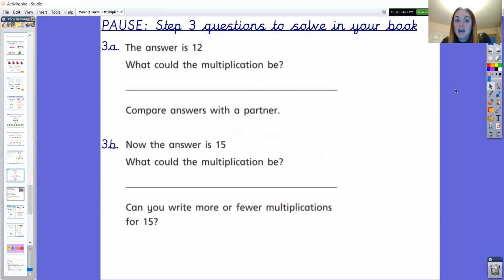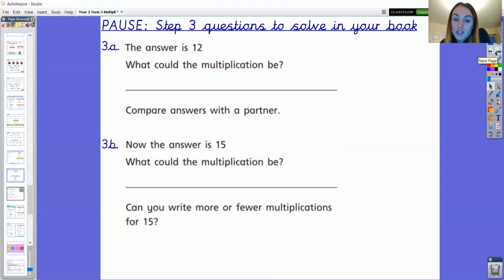Okay, so on your screens now, you will see step 3. Very similar to what we've just explored together. 3A says the answer is 12. What could the multiplication be? So there might be various answers, so more than one multiplication. For 3B, it says now the answer is 15. What could the multiplication be? It then says, can you write more or fewer multiplications for 15? So no, I haven't written a note here to explain, but please explain in your books.